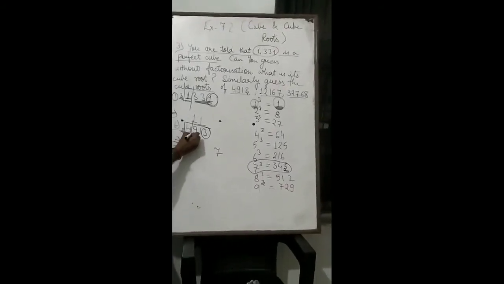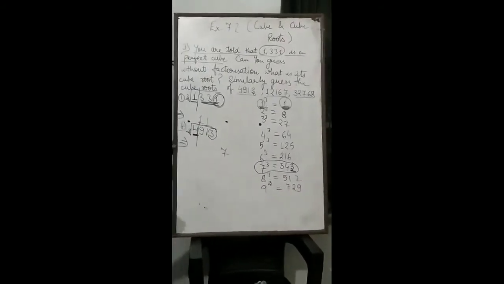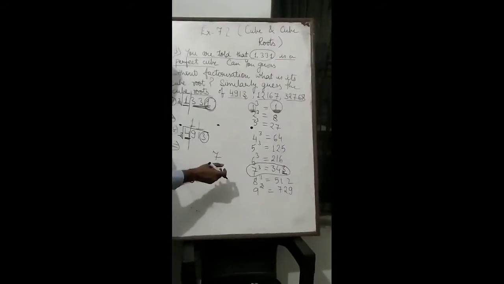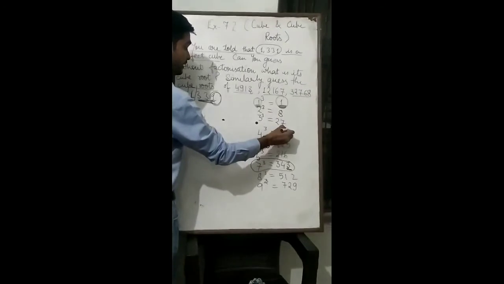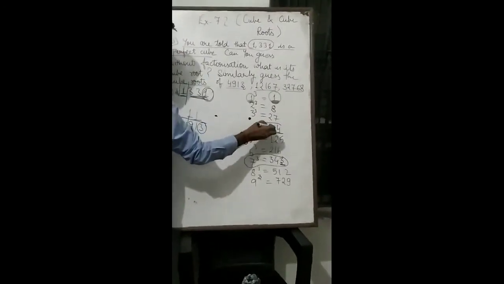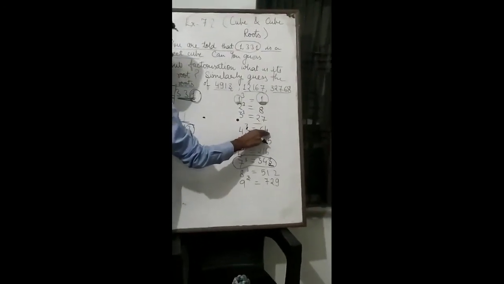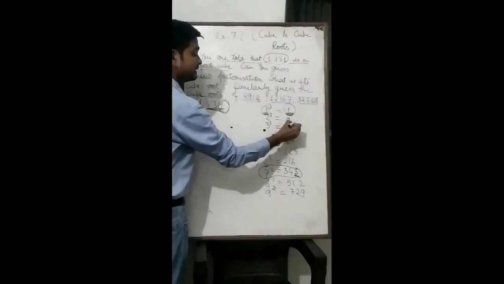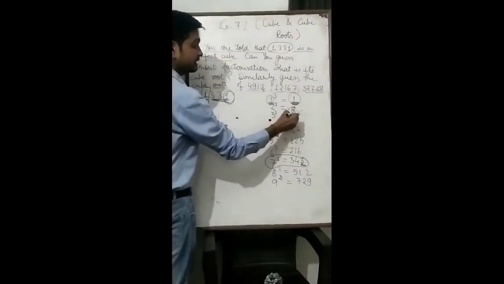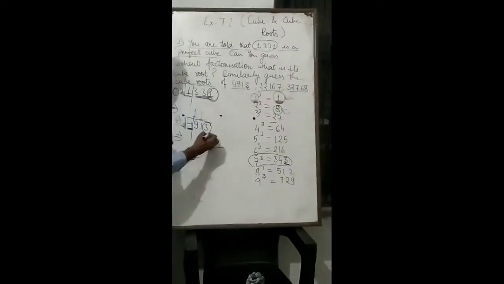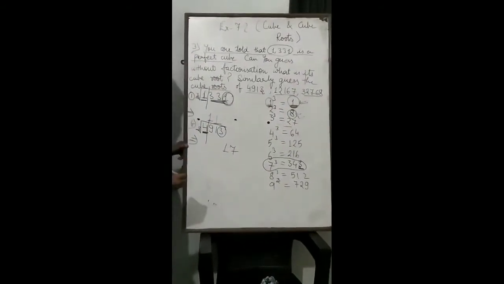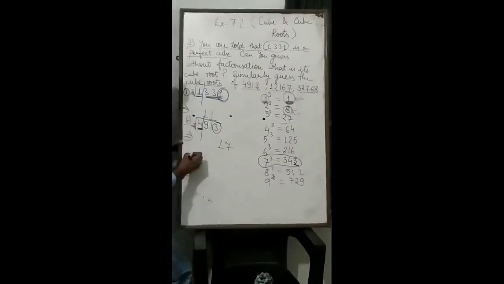Now pick the remaining part. It is 4. And 4 will come between 1 and 64. You can see 8 is greater than 4. So we will pick 1's cube. That means its value will be 1. So the answer is 17. Let's see the next question.